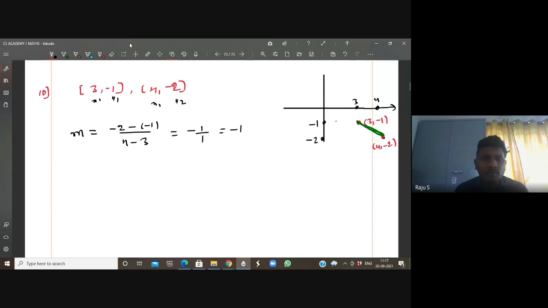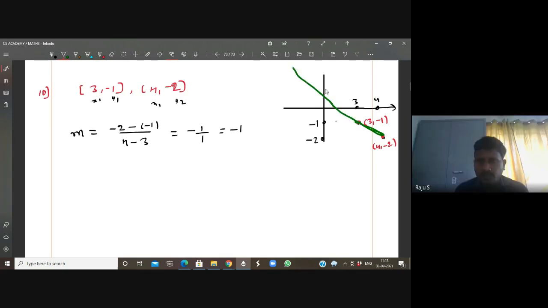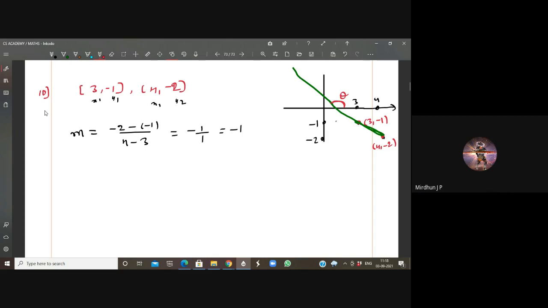So see students, when I extend this line, the slope is minus 1. What shall we do here? We have to find this angle theta. It should be less than 180 degrees only, and tan theta will be negative in the second quadrant. So theta is equal to 135 degrees.